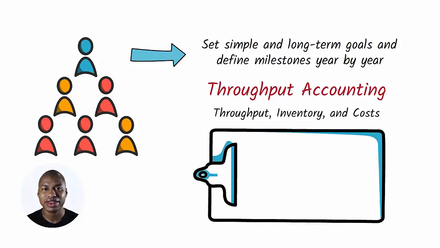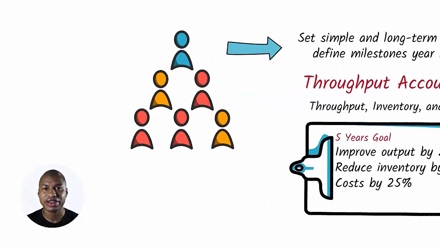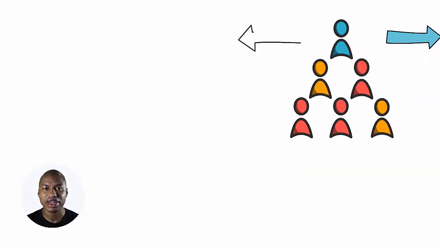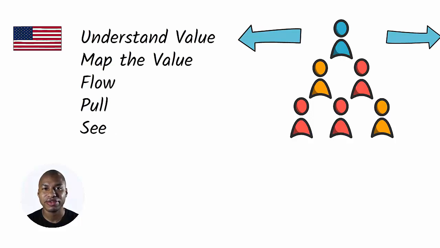For example, over the next 5 years, the company must improve output by 20%, reduce inventory by 30%, and costs by 25%. This means that each year the targets will be output plus 4%, inventory minus 6%, costs minus 5%. Given these objectives, we must begin to work in parallel on the different levels of the organization. At the highest level of the organization, it is better to use the American 5-step model: understand value, map the value, flow, pull, seek perfection.